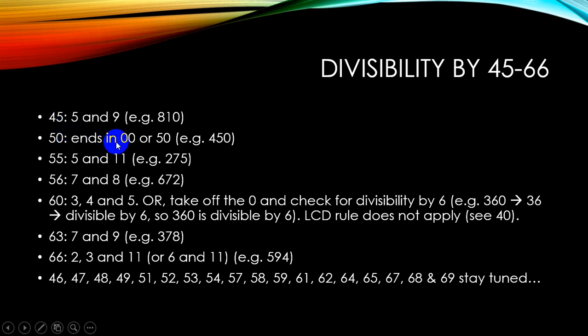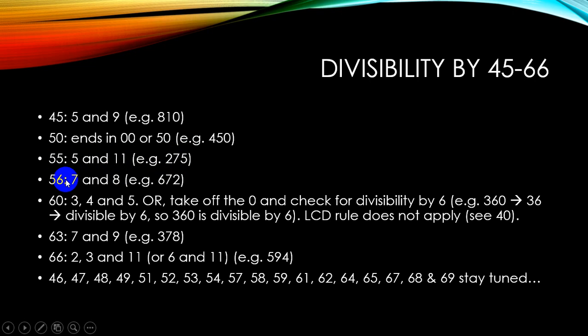50, piece of cake, just has to end in 00 or 50. So 450 is divisible by 50. 55, you look at 5 and 11. So it has to end in 5 or 0. 275 does end in a 5, so check there. And then 275, you break into 27 and 5. Subtract the 5 from the 27, you get 22, which is a multiple of 11, so bingo. 275 is divisible by 55.